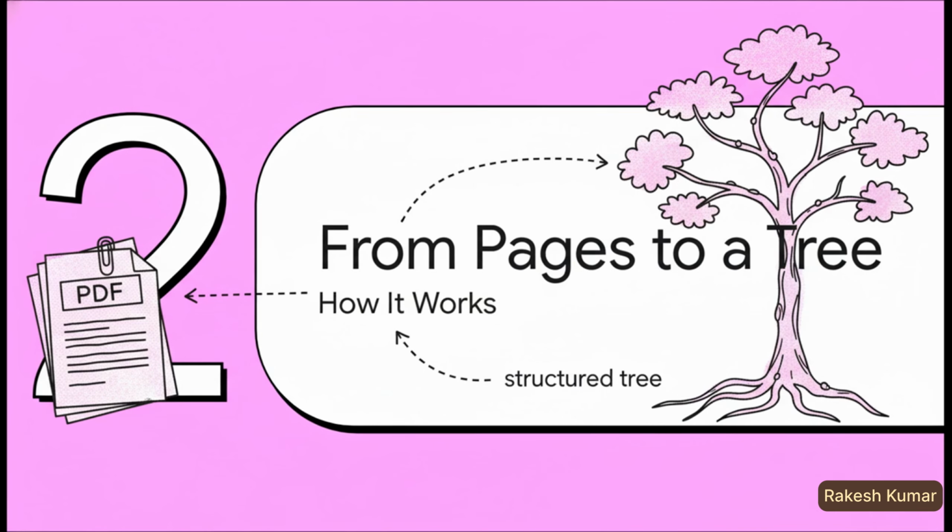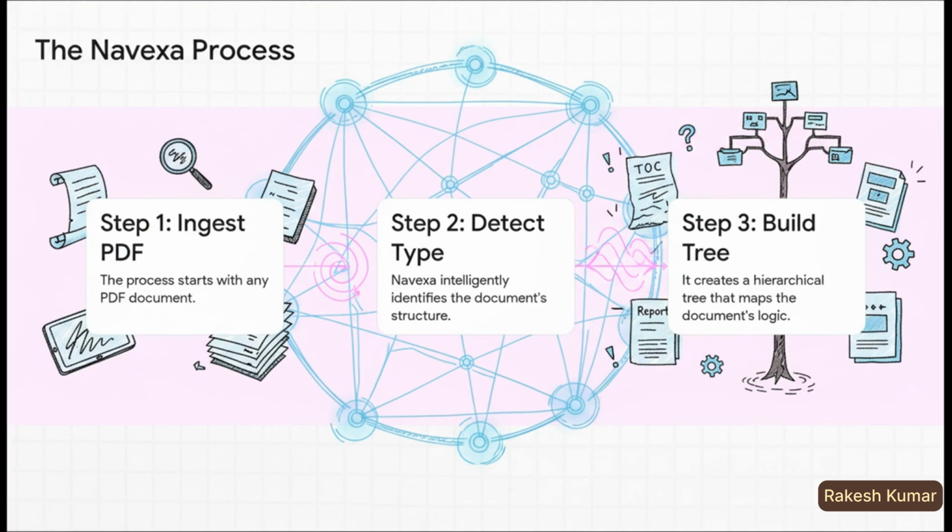Okay, so that all sounds great in theory, but how does it actually do this? How does it take a boring old PDF and turn it into this intelligent, structured tree? Well, it's a surprisingly simple, elegant process. First, it just takes in the PDF. No surprise there. Then, and this is the really clever part, it analyzes the document to figure out what kind of document it's looking at. Is this a formal report with a nice table of contents? Is it a messy scan? And based on that analysis, it builds a totally custom tree that perfectly maps the document's internal logic.